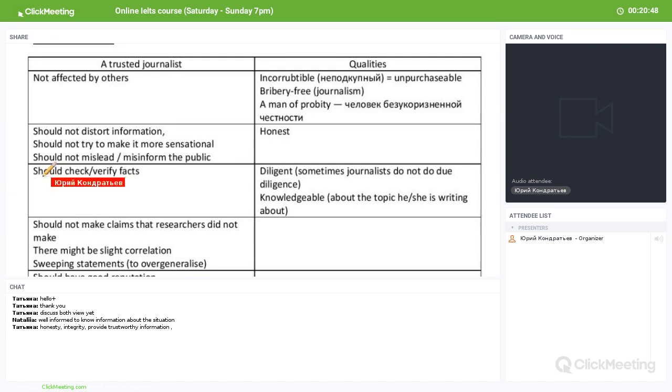Okay, they should check and verify facts that they are writing about. Okay, so not only they should have good intuition and know what news will be read. Okay, but this is not about honesty. I'm not sure this is about our topic.